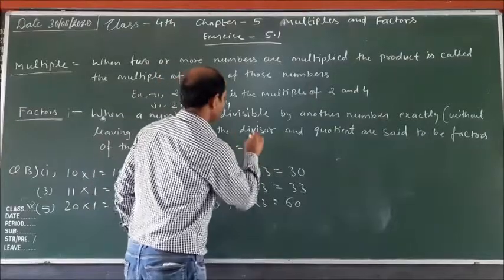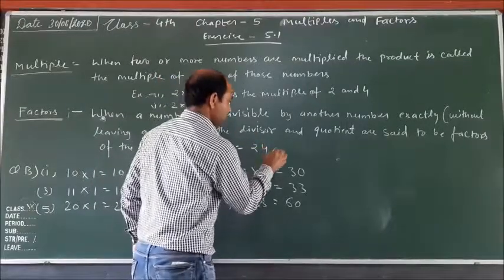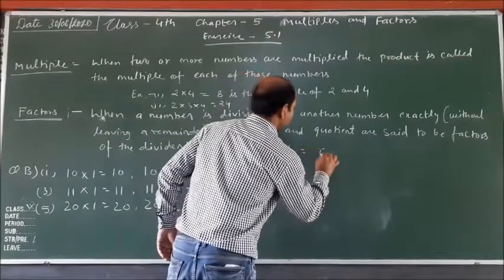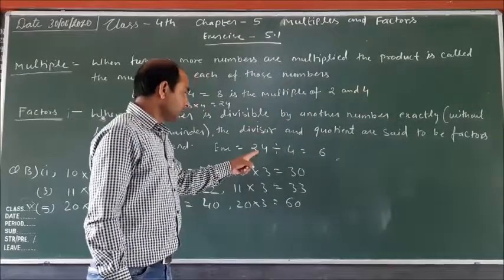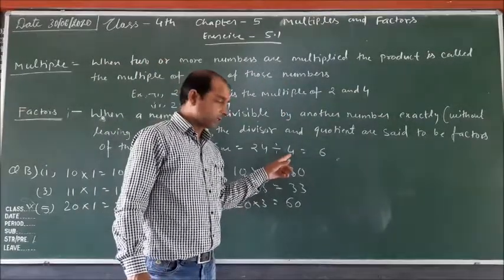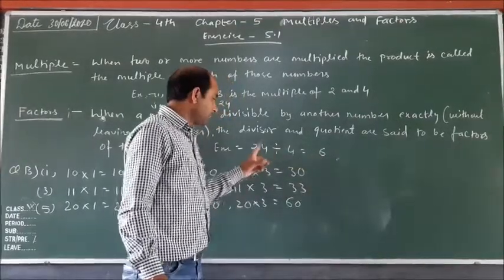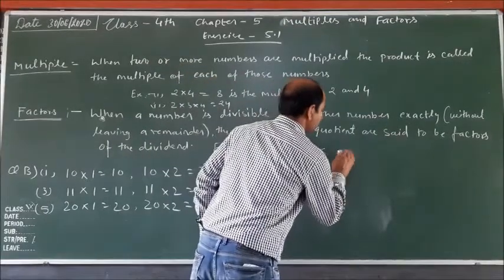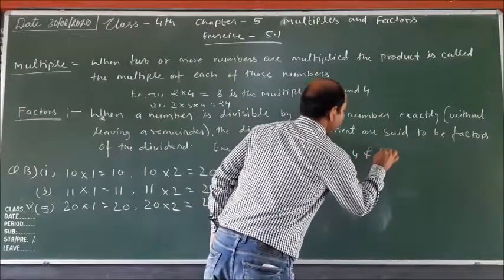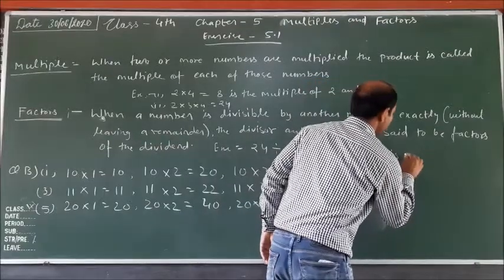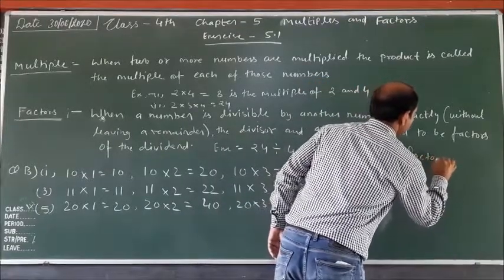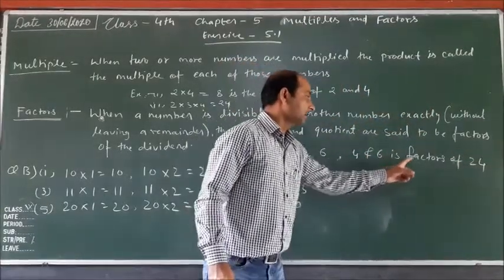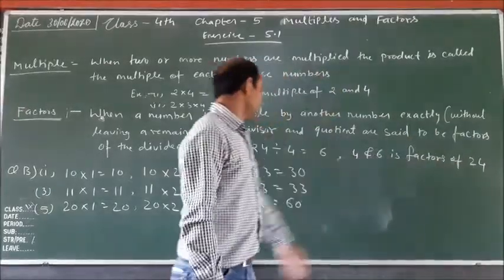For example, 24 divided by 4 equals 6. So 4 is your divisor, 6 is your quotient and 24 is your dividend. So 4 and 6 are factors of 24. 4 and 6 are the factors of 24.